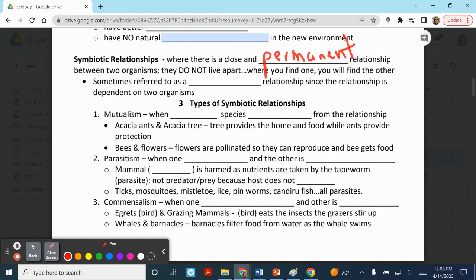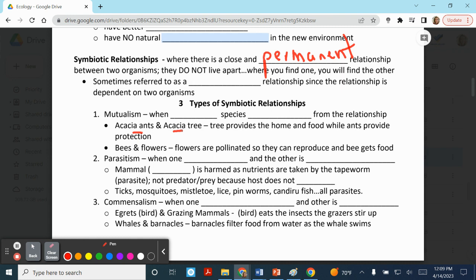Now, what we mean by that is these two species in this relationship must exist together. One cannot exist without the other. So, for example, a human and dog would not be a symbiotic relationship because humans can live without dogs and dogs can live without humans. Okay. But an example of one would be the acacia ants and the acacia tree. This is an example of a symbiotic relationship.